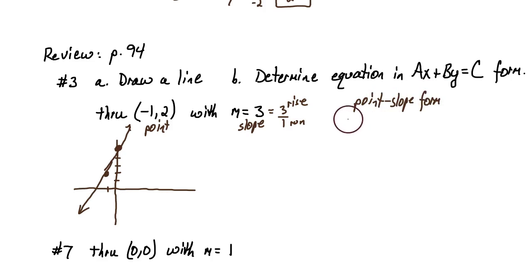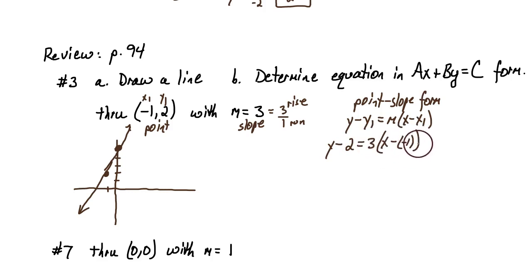The formula for that is y minus y1 equals m parenthesis x minus x1. The negative 1 and the 2 are the x1 and the y1. And you notice they give us the m. So let's make substitutions. For y1, fill in 2. For m, fill in 3. For x1, fill in negative 1.